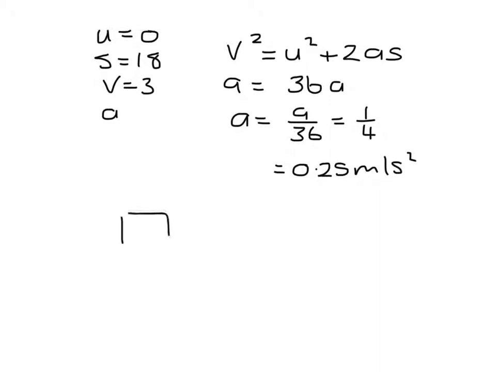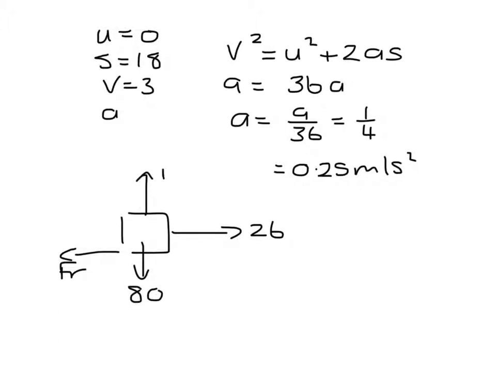If a box is being pulled and the tension in the rope is 26 newtons, friction is opposing motion. The weight of the box, 8g, so 80 newtons, is acting down, and there will be a reaction. If we consider the vertical forces, the reaction must be 80 newtons.